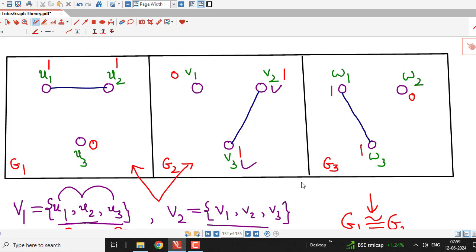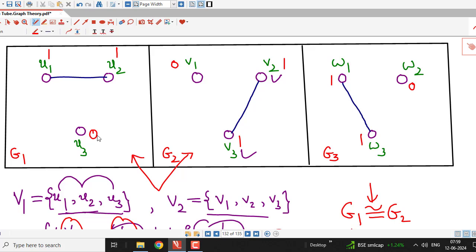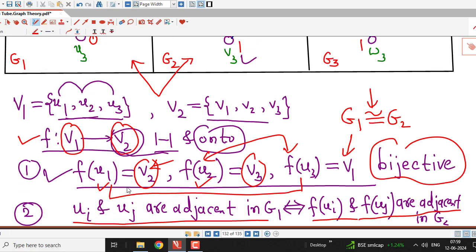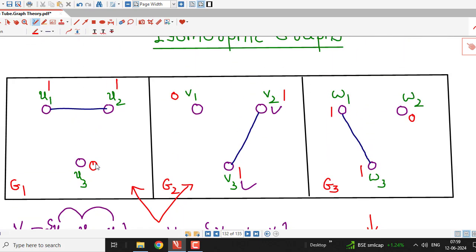Now, because here I am having only 3 vertices, I am able to easily construct this bijective function. But if the number of vertices or the number of edges is larger, it is sometimes very difficult to construct this type of mapping. So in that case, we will remember some properties which are common in two isomorphic graphs.